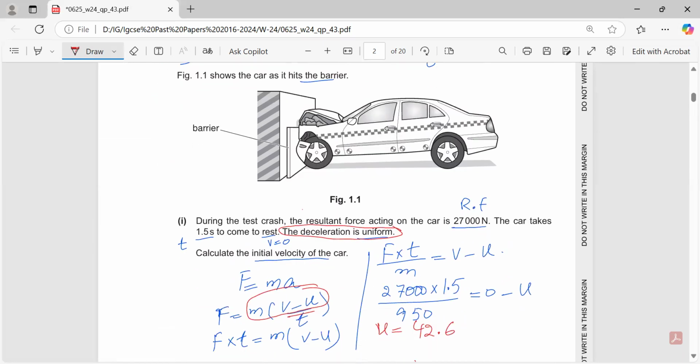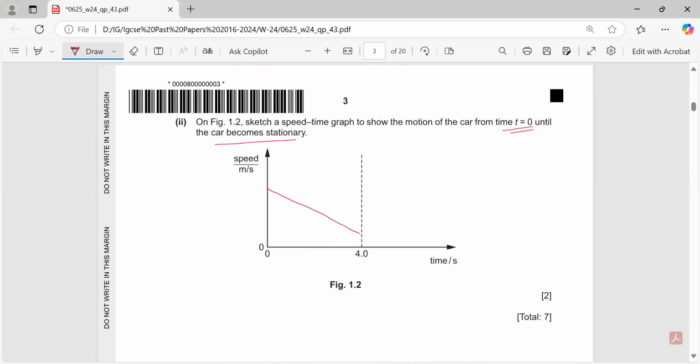So up to 4 seconds, no need, it's okay. We should not touch it to 0. It will be up to here. So that's fine. So on figure 1, why have I drawn a straight line with negative gradient? The reason is it is decelerating, but decelerating uniformly. If the line were curved, then the uniform deceleration is not there. It is non-uniform deceleration. So deceleration is uniform.